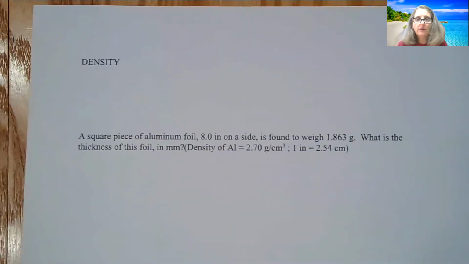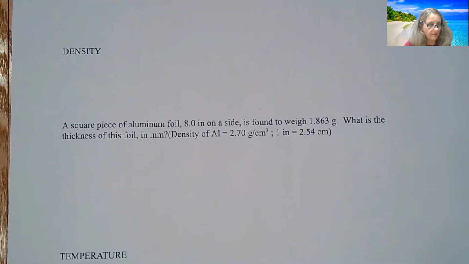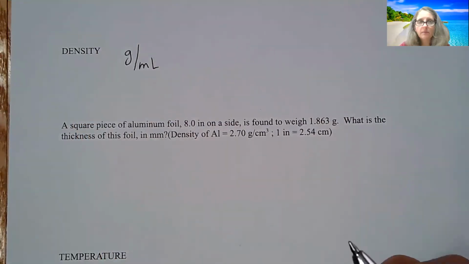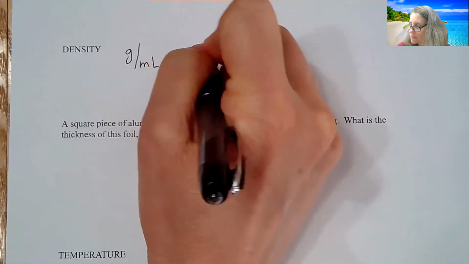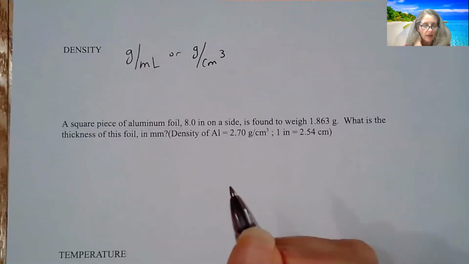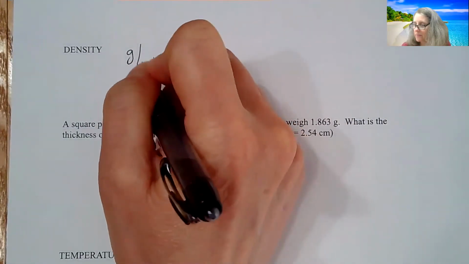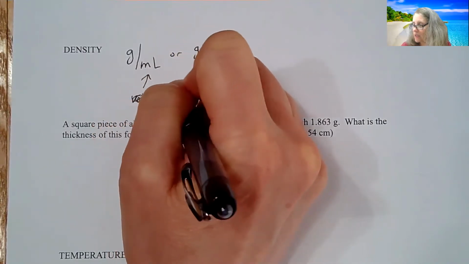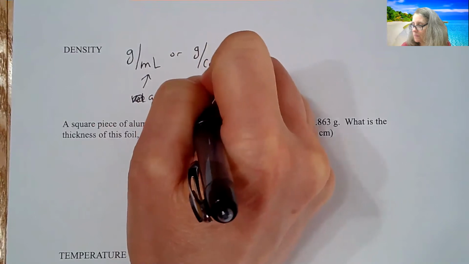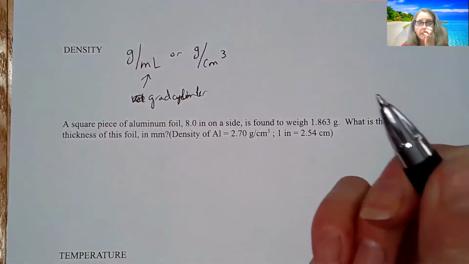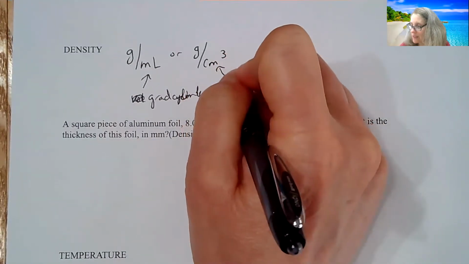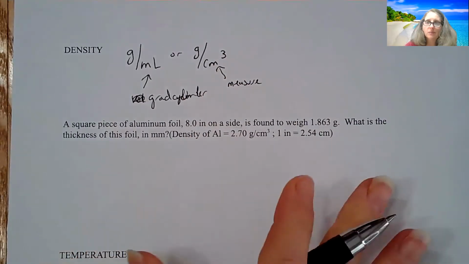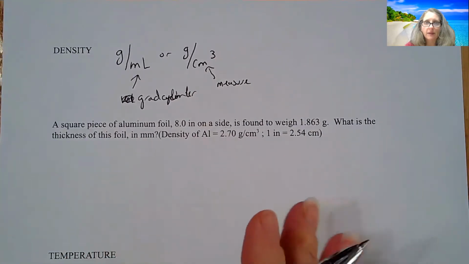All right, and then we have density. Please remember density is grams per milliliter, or it could be grams per centimeter cubed. Now, if you're using a volumetric or graduated cylinder, you would use the unit of milliliters. If you have a cubic centimeter, that means you are measuring it directly using a caliper of some kind or a micrometer or something like that.